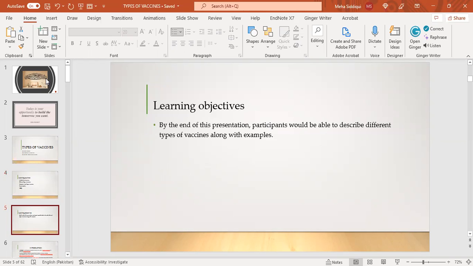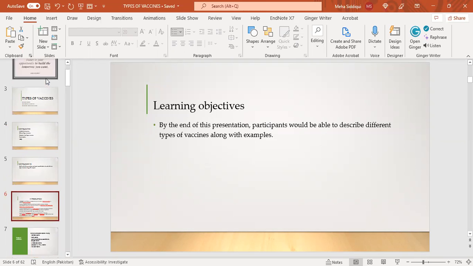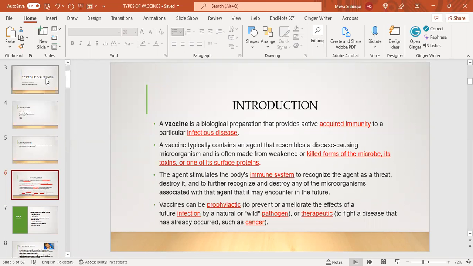Learning objectives. By the end of this presentation, participants would be able to describe different types of vaccines along with examples. Now, what is a vaccine? A vaccine is a biological preparation that provides active acquired immunity to a particular infectious disease. A vaccine typically contains an agent that resembles a disease-causing microorganism and is often made from weakened or killed forms of the microbe, its toxins, or one of its surface proteins.